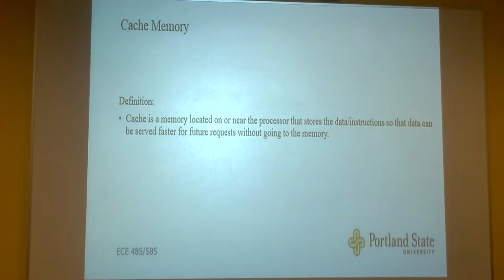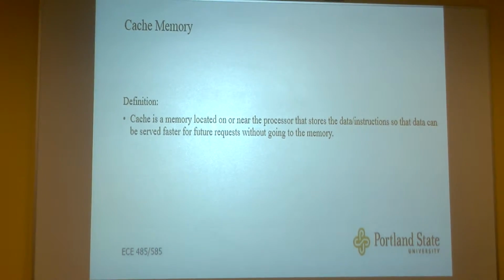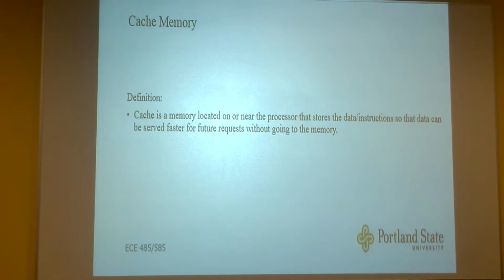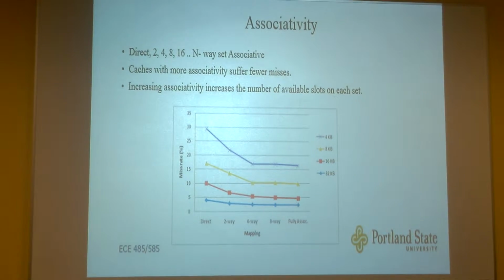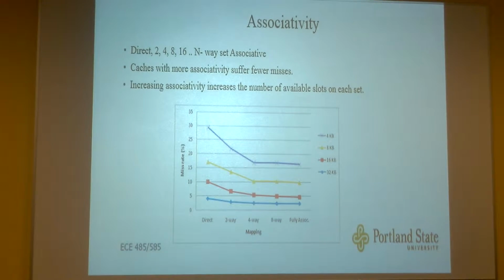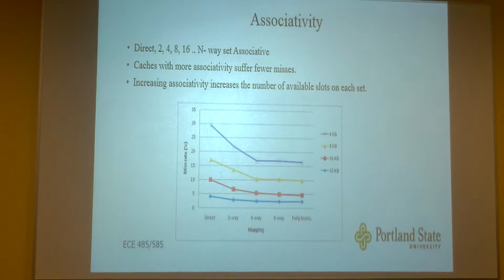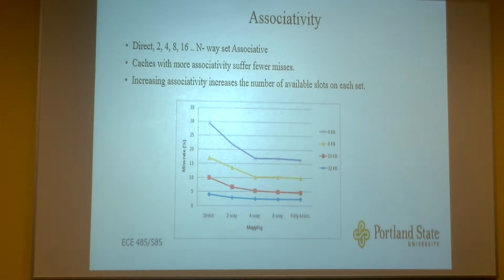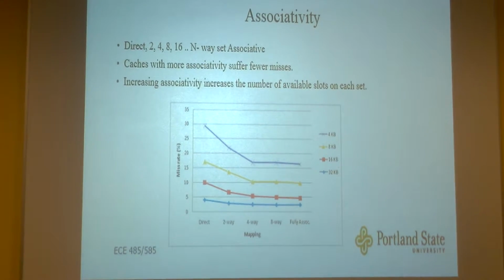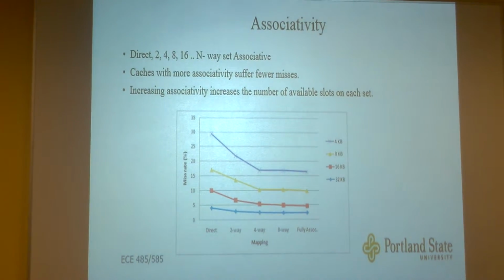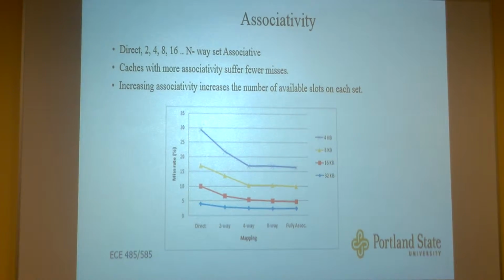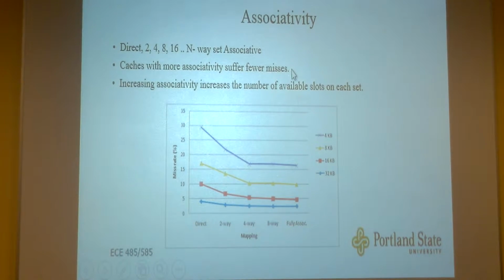Cache is a volatile memory located on or near the processor that stores data and instructions to serve future requests without going to the memory. One of the most important features of cache is associativity. Associativity can be direct, two-way, four-way, n-way, and fully associative. As we increase the size of a cache level, we increase the associativity also, so that more locations will be available for an address. It is a known fact that caches with more associativity suffer fewer misses.